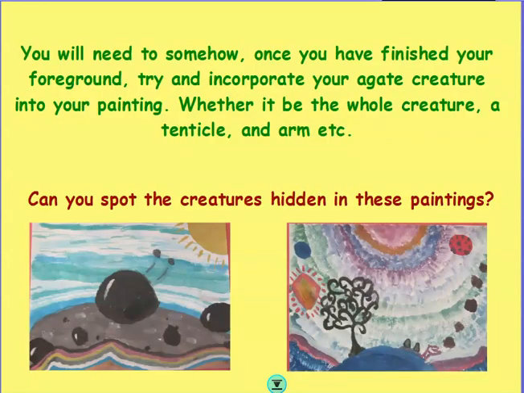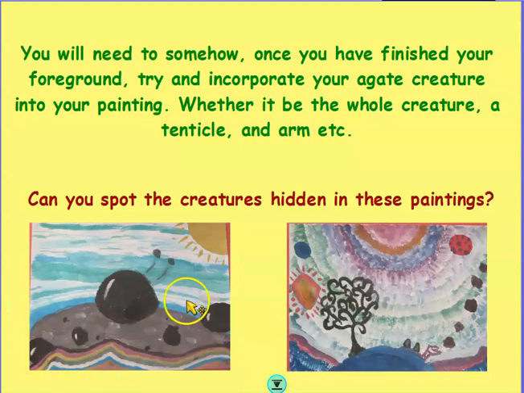And once you've done your foreground, you will need to somehow try and incorporate your agate creature into your painting, whether it be the whole creature, a tentacle, or an arm. Remember, you're trying to camouflage your creature in the painting so it's hidden. That's why we've used the colours that we have done.